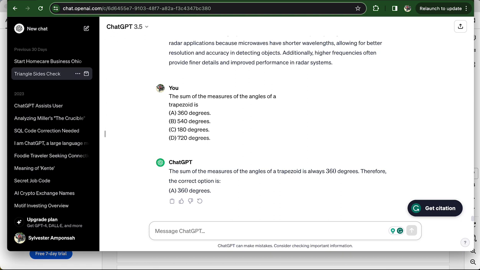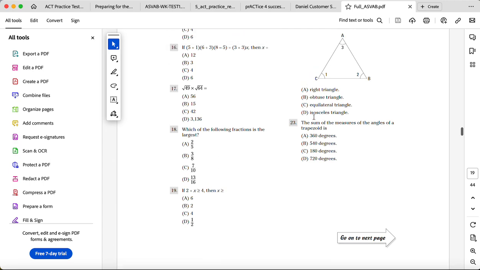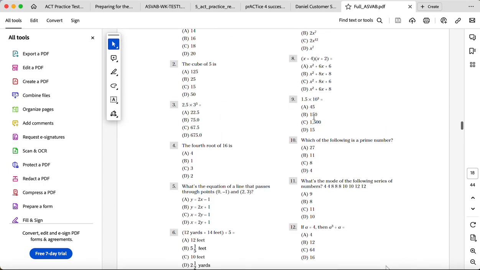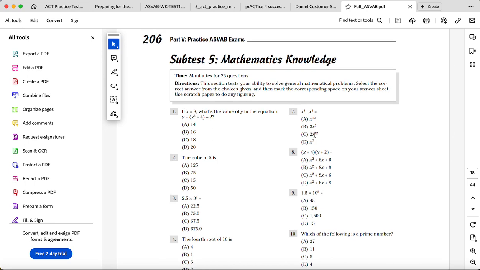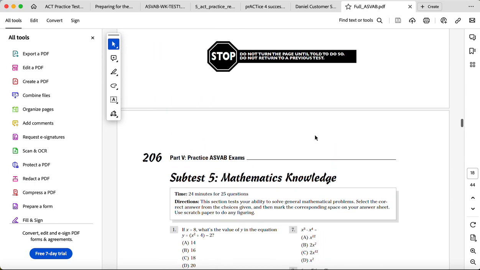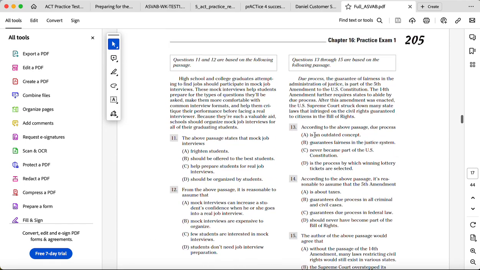So look, again, we have the sum of the measures of the angles of a trapezoid, and then we have four multiple choice options here. And then ChatGPT goes along to say the sum of the measures of the angles of a trapezoid is always 360 degrees, therefore the correct option is A. So, let me see what else we could do. So that's the math knowledge section.